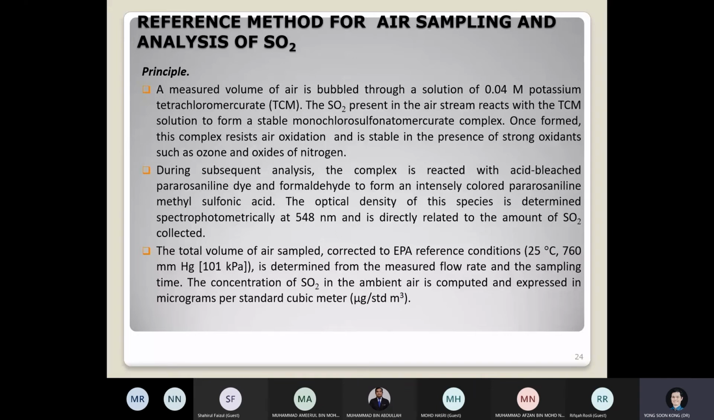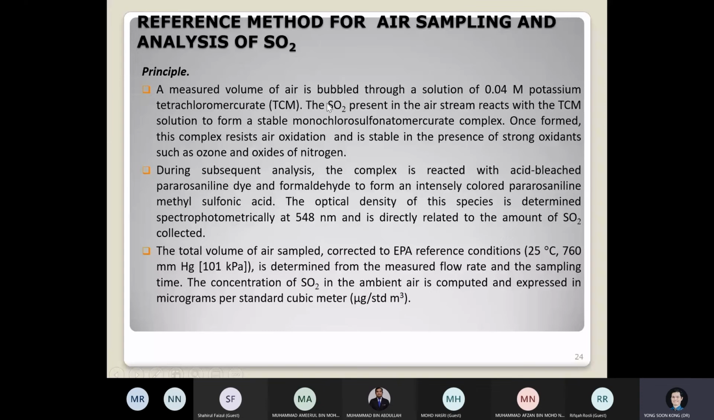The chemical used to capture sulfur dioxide is potassium tetrachloromercurate. What it looks like, I don't know, but it does trap this gas, and then it is transferred and reacted with another reagent, acid-bleached pararosaniline dye, which will give you a color. So based on these two reactions, the first chemical traps the gas, and the second chemical gives a color, and the intensity of this color is proportional to the amount of gas trapped in the potassium tetrachloromercurate.